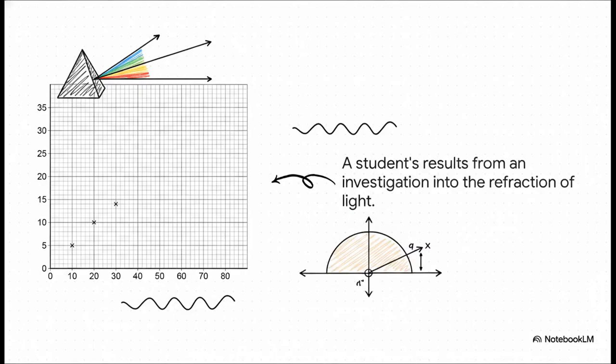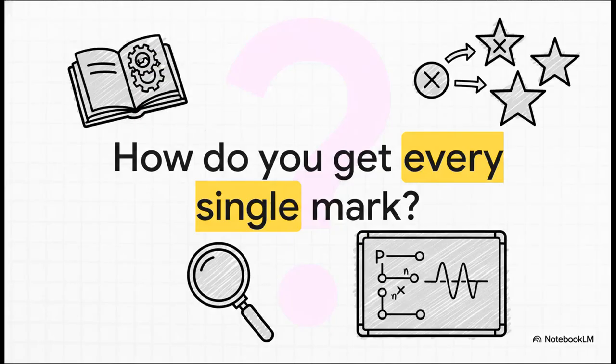Okay, so here's our focus for today. This is question 02 from the June 2022 AQA higher tier paper. It's all about the refraction of light. You can see they give you a table of results right from the start, showing what happens to the angle of refraction when you change the angle of incidence. So how do you get every single mark here? That's what we're here to figure out.